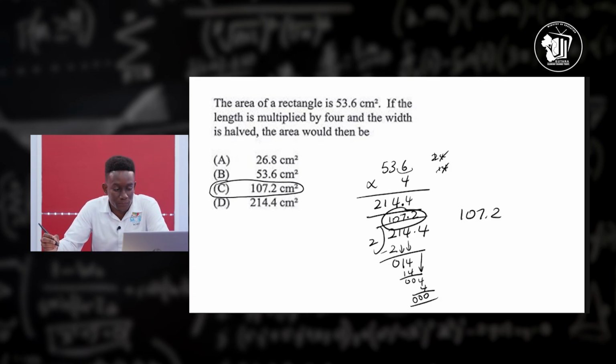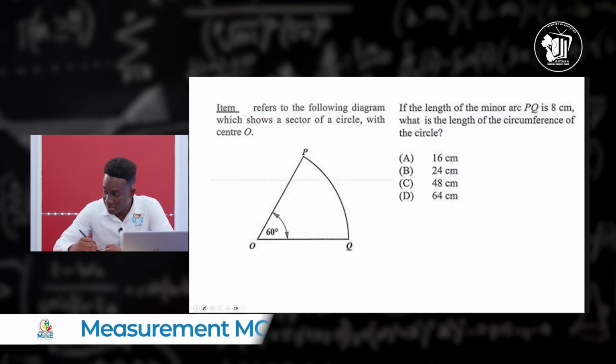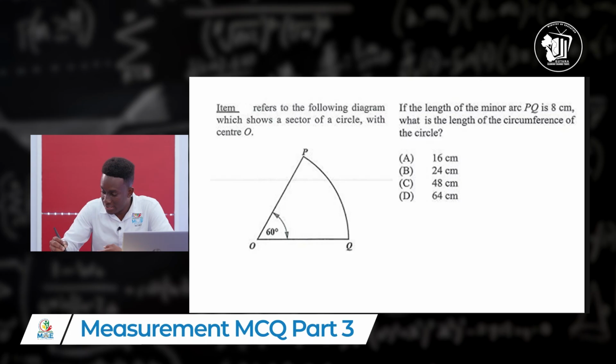107.2. So this one says, the item refers to the following diagram which shows a sector of a circle with center O. If the length of the minor arc PQ is 8 cm, what is the length of the circumference of the circle? So the length of the minor arc is equal to 8 cm, and they want to find the length of the circumference.